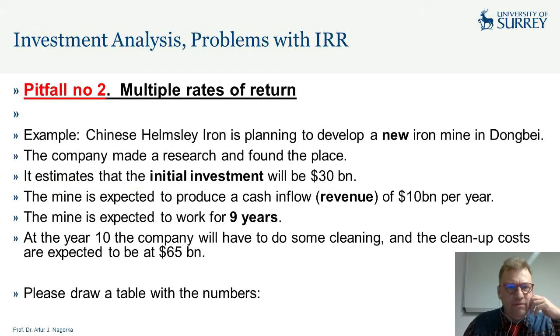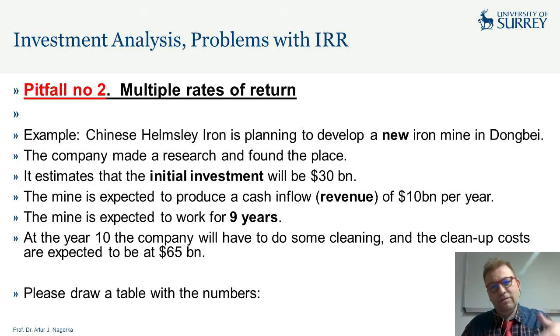Now we have pitfall number 2. It's legendary, called multiple rates of return. Sometimes it's like multiple rate of return. Grammatically, some authors write this, some write that. Okay, now we have a beautiful example, and I would like you to draw a table.